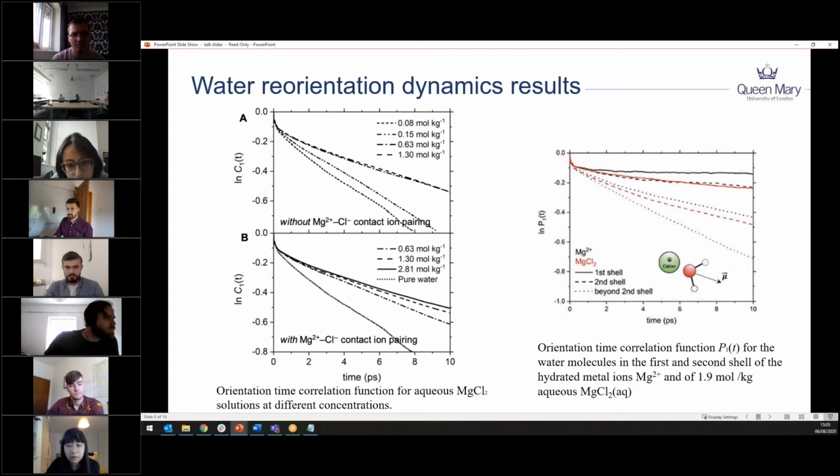The decay of the profile of the water molecules directly coordinated to the magnesium is slower than that in the bulk. So for these two figures, we can tell that the correlation function is sensitive to the solution concentrations and sensitive to the type of pairs in solution. Therefore, we use this way to probe the cooperative long-range effect of ions on water in solutions. So could you please go to the next slide?